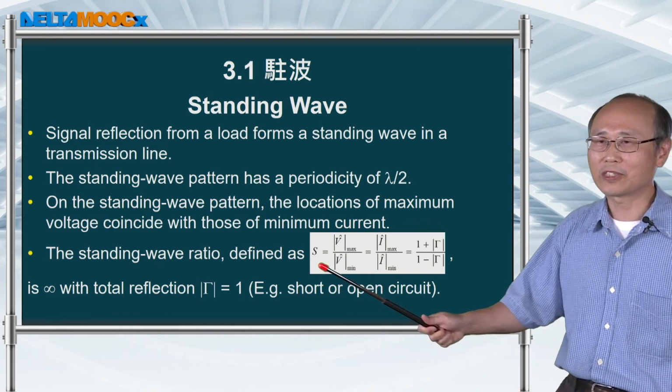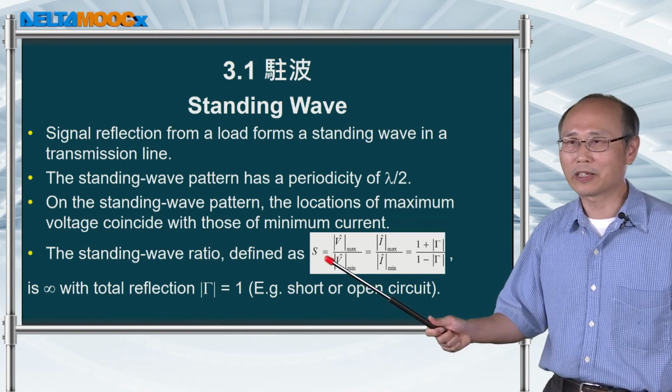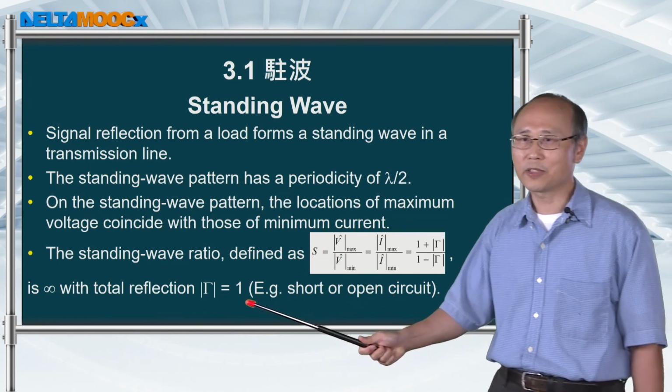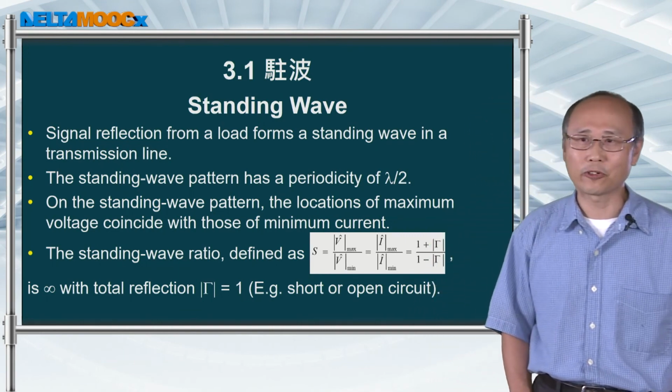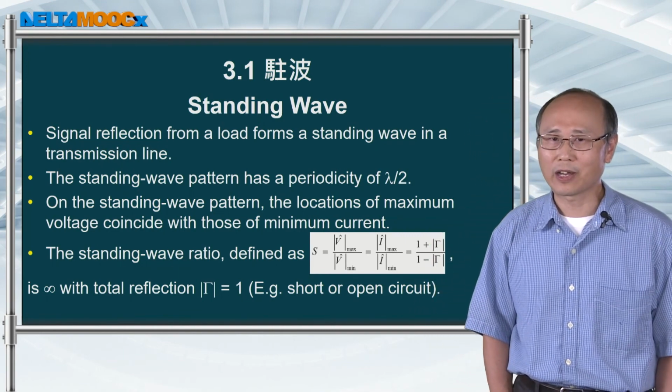We also define a figure called the standing wave ratio to tell you how the standing wave pattern looks, like a perfect standing wave on the transmission line. For example, if the standing wave ratio is infinite, then this means that you're going to have 100% reflection of the signal from your load.